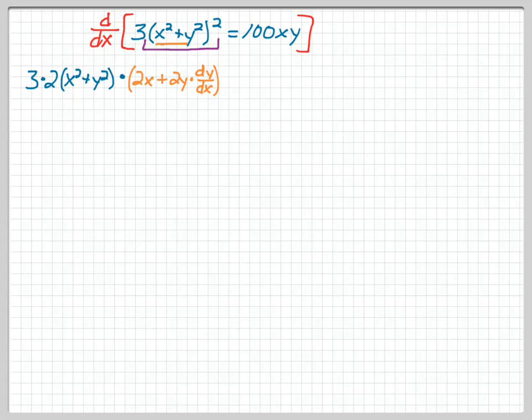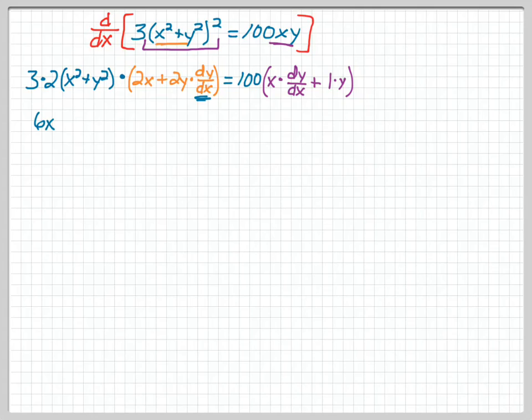All right, so that's the left side of the equation. Now we need to do it to the right side of the equation. We've got the product rule, so we've got x times y. So we take x times the derivative of y, plus the derivative of x, which is 1, times y. Now we're going to try and ultimately get our dy over dx by itself.